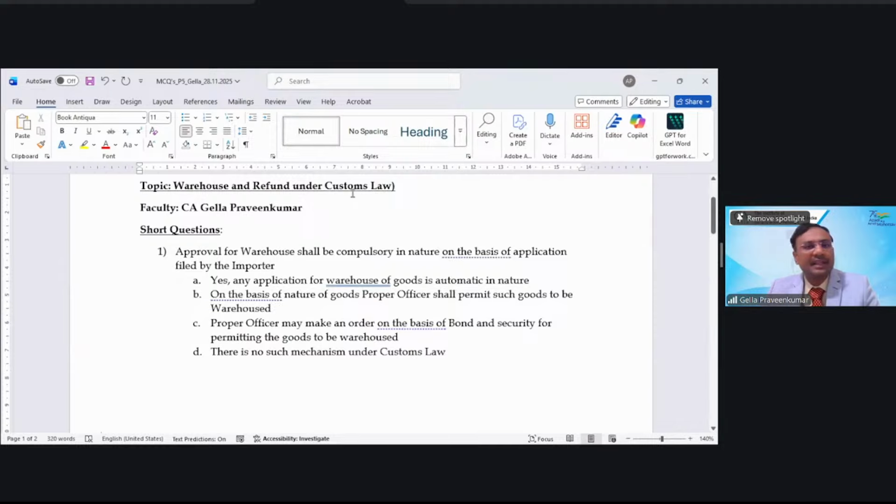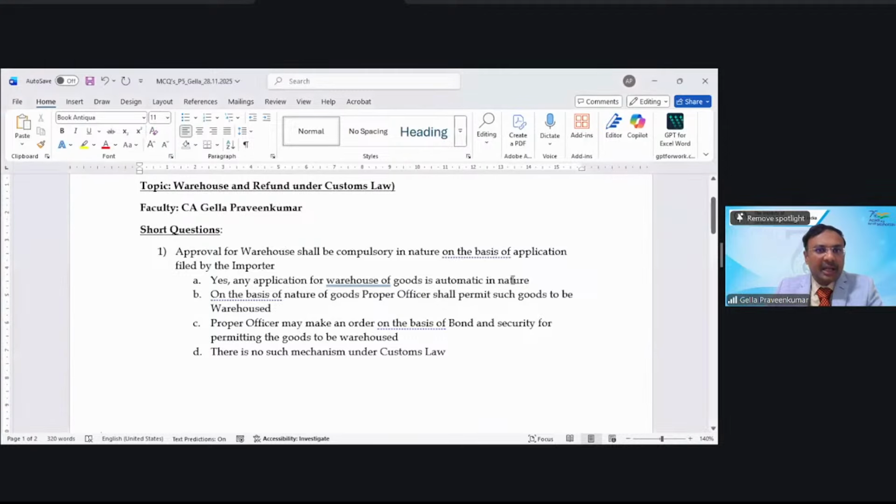Hope you are able to see my Word document, ma'am. Let's solve these questions, then we will come back to our foreign trade policy. There's one question from Sanjay: refund claim cannot be substituted for appeal. Can you please explain that? I could not understand. Definitely, I'll explain that concept. Let us do this MCQ, then I'll handle this question of yours, Sanjay.